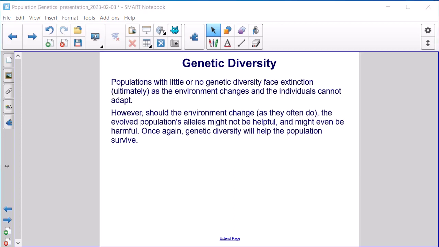Populations with little or no genetic diversity face extinction ultimately, as the environment changes and the individuals cannot adapt. However, should the environment change, as they often do, the evolved population's alleles might not be helpful and might even be harmful. Once again, genetic diversity will help the population survive.